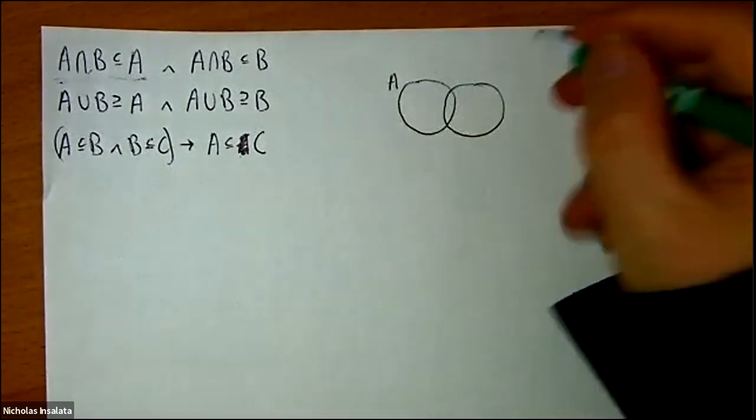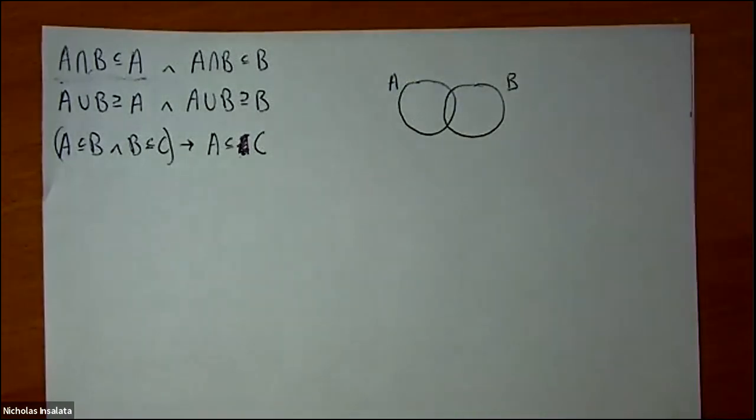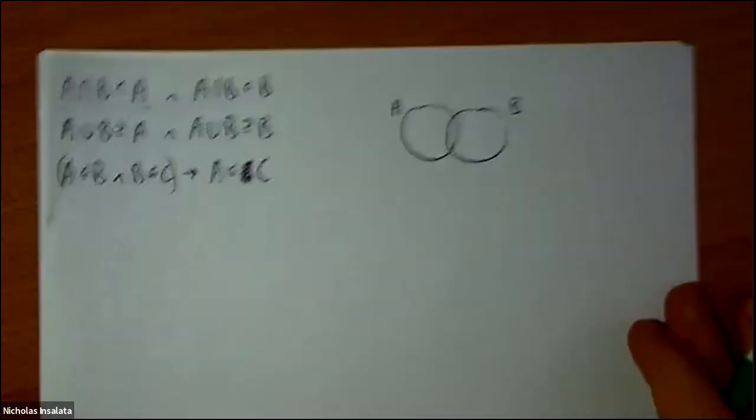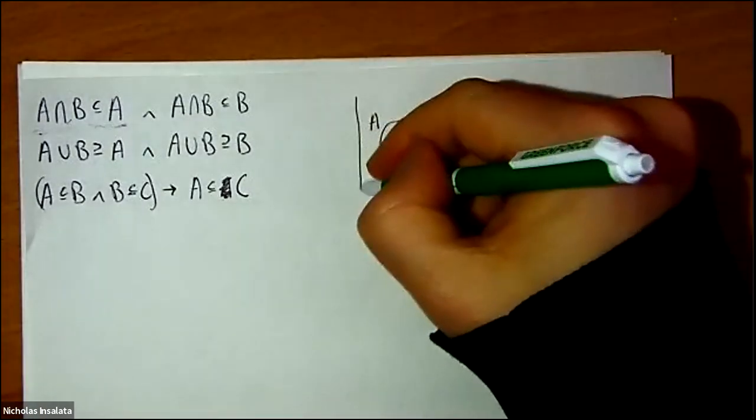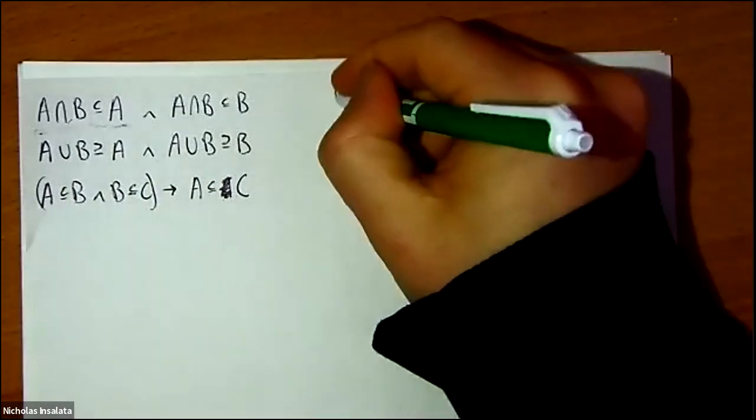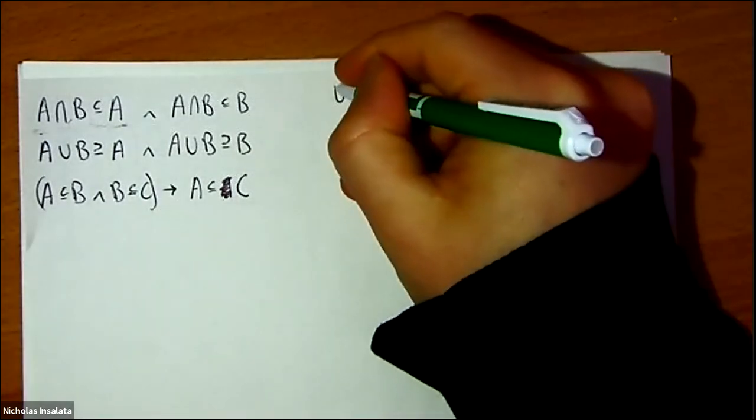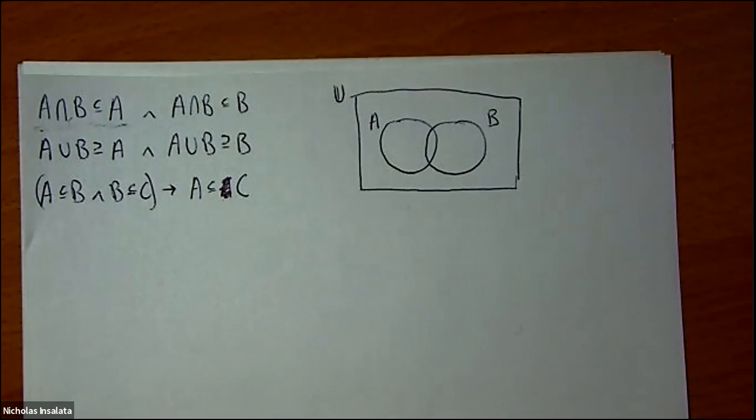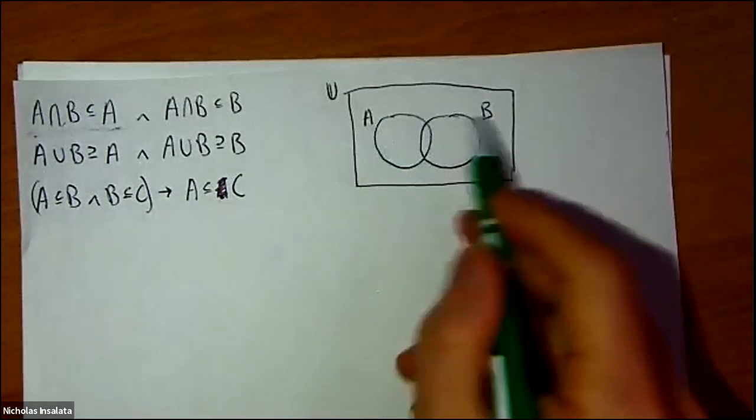Here's the set A, the left circle. The set B is the right circle. And this all is living inside of some universe U. That's the universe, that box around it. Okay. So here's A, here's B.